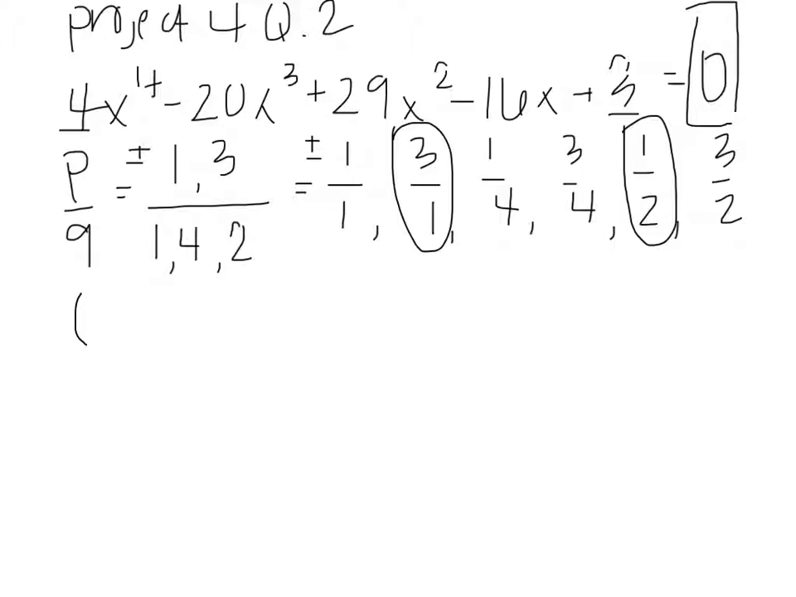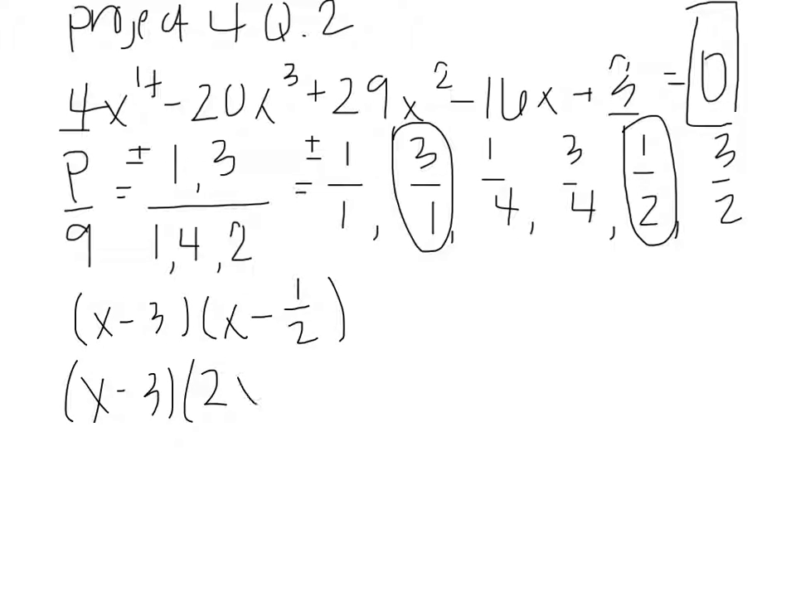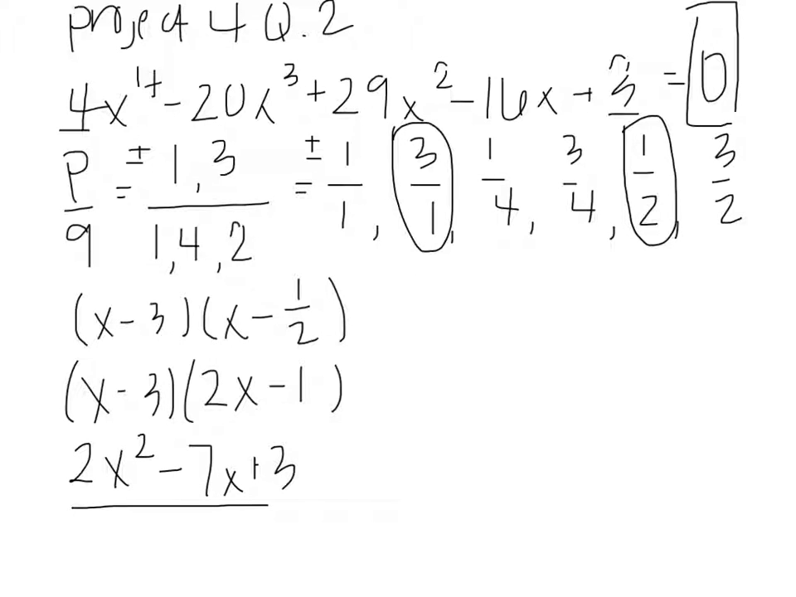So then I would write it as x minus 3 times x minus half. But we don't leave it as x minus half, so we do x minus 3, 2x minus 1, because we rewrote that. Then from there we FOIL, not factor. We FOIL and we get 2x squared minus 7x plus 3. So from here we're going to take this and divide it into our equation.